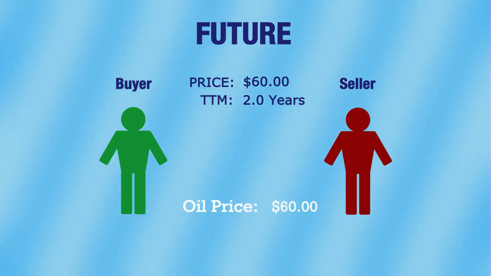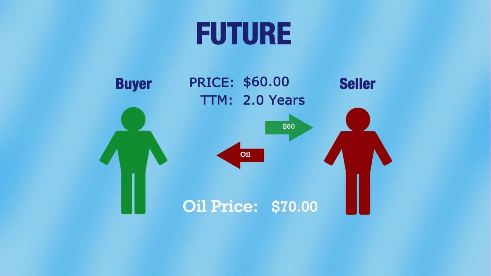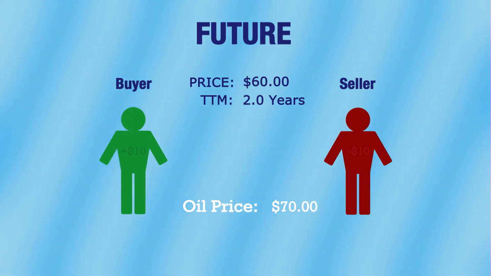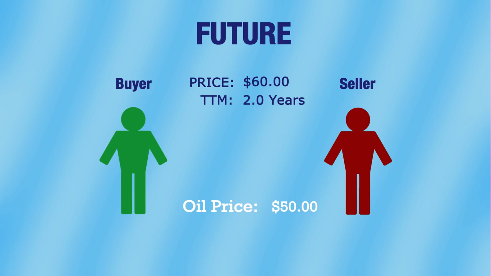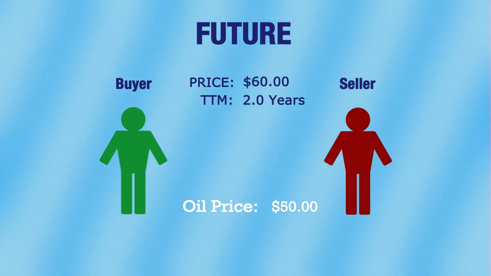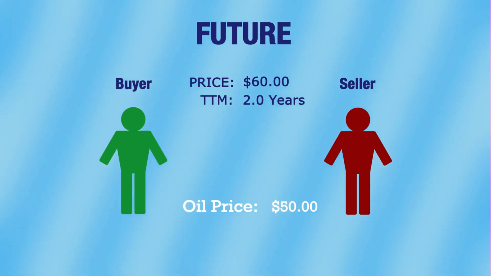If a barrel of oil now trades at $70, then the buyer will still have to purchase the barrel from the seller at $60. So theoretically, they have made $10 profit, as they can sell that barrel straight away for $70 in the open market. If, for example, a barrel of oil was only trading at $50, then the buyer still needs to fulfill that contract and purchase the barrel from the seller at $60. So they would now theoretically make a $10 loss, as the buyer would lose $10 if they sold it in the market straight away.